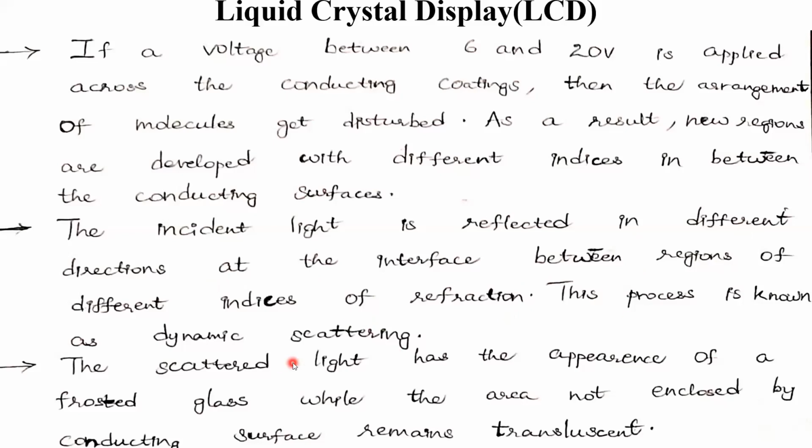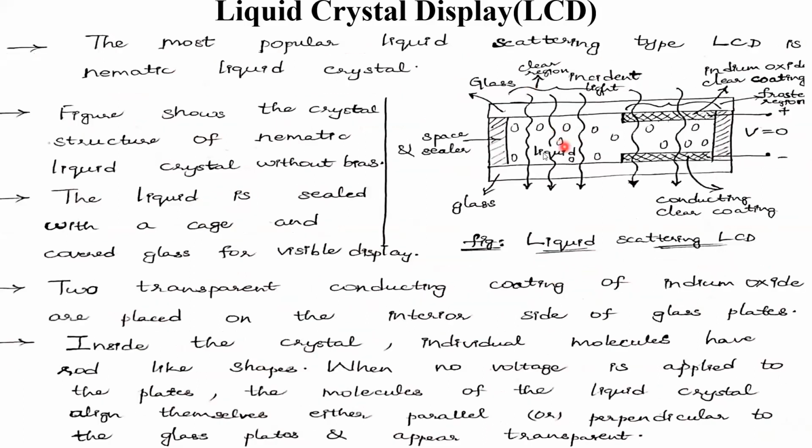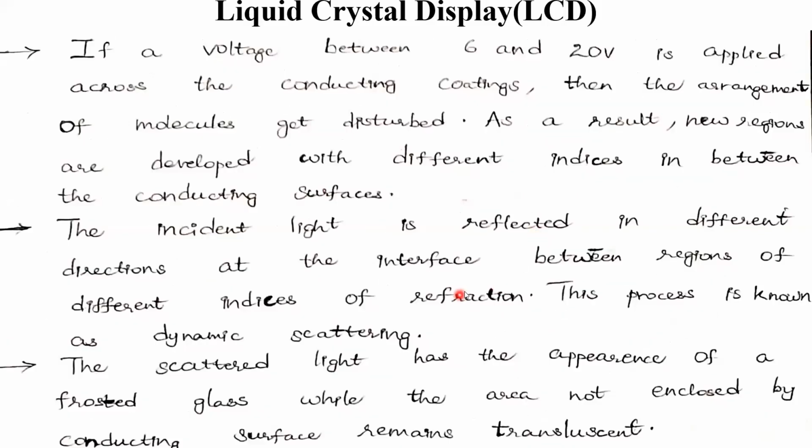When we incident the light, the molecules there also cause different reflections. The incident light is reflected in different directions at the interface between the regions of different indices of refraction. By incident light upon these molecules, these are going to be reflected. This process is known as dynamic scattering.